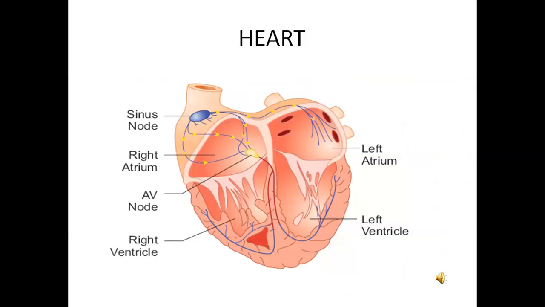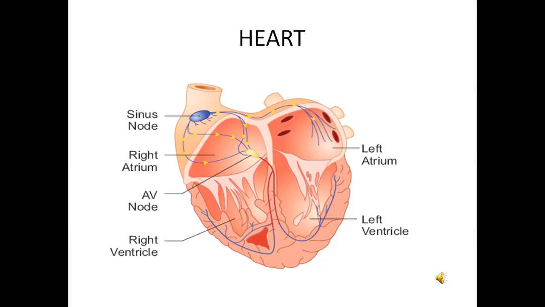Heart is located in the thoracic cavity between the two lungs. The heart is four-chambered and is surrounded by a double-layered membrane called pericardium. The heart pumps blood continuously throughout our lifetime.